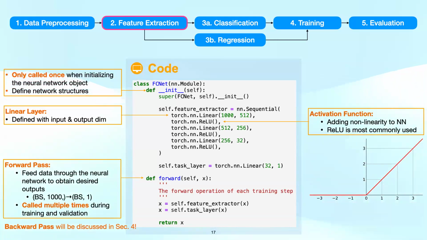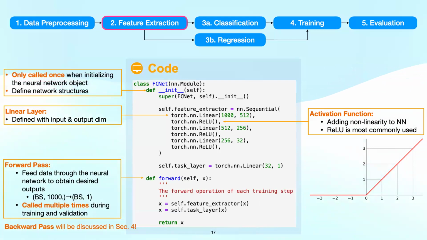So this is going to convert an input of batch size 1000 to an output of batch size 1, right? This is going to be called multiple times during your training and validation of the neural network, so make sure you don't put anything very slow in this function. And you can see it returns a value of x, the value we want to output here, which is stored in the variable x.